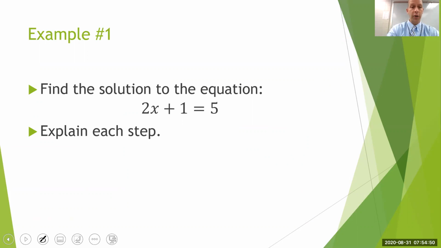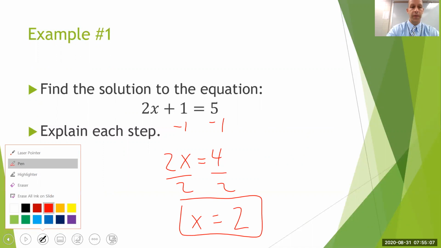If your algebra teacher were here, they would probably tell you to subtract 1 on both sides. That'd give you what? 2x equals 4. And then they'd say, okay, divide both sides by 2. And so then they'd say x is equal to 2. And so here's your answer.